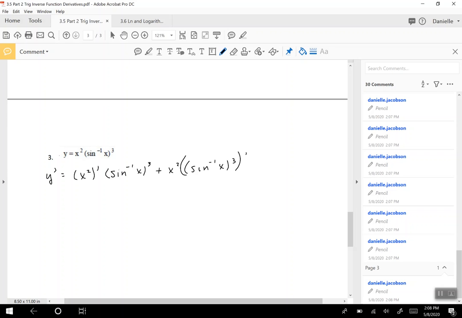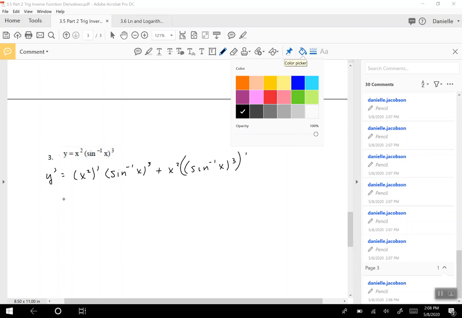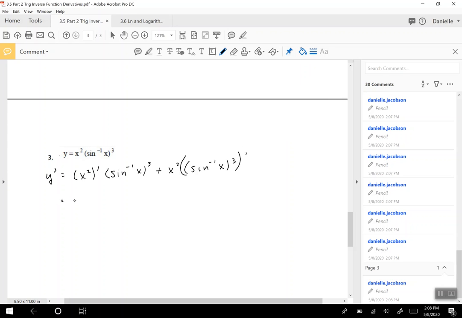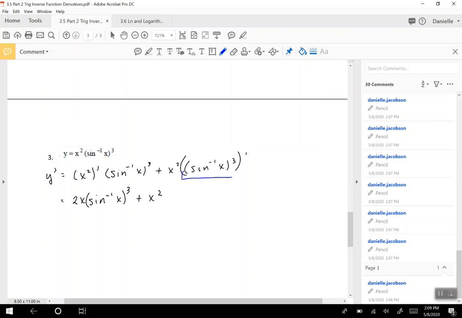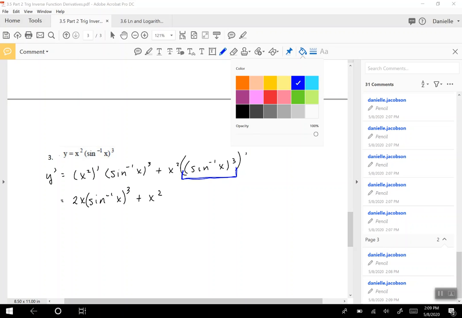All right, now I need to go through and take my derivatives. The first part of this is relatively gentle. The derivative of x squared is just 2x. I'll rewrite the sine inverse of x to the third plus rewrite the x squared. So here is where we have our new work, our sine inverse work. We need to take the derivative of this. Notice that sine inverse of x is inside of this cubic function. So that means the cubic function is our outside function. The sine inverse function is our inside function.